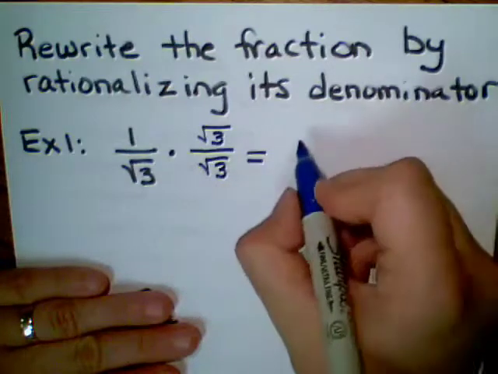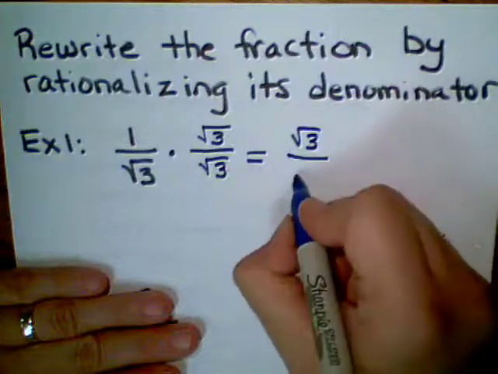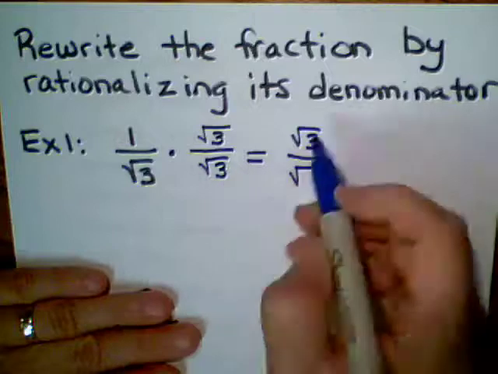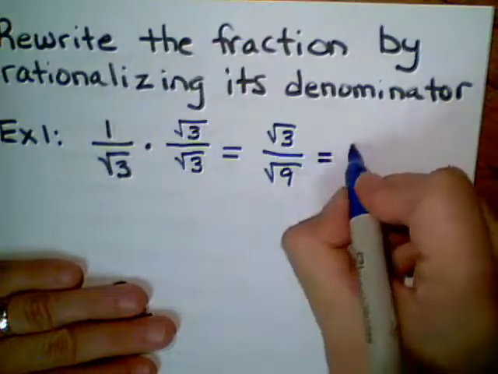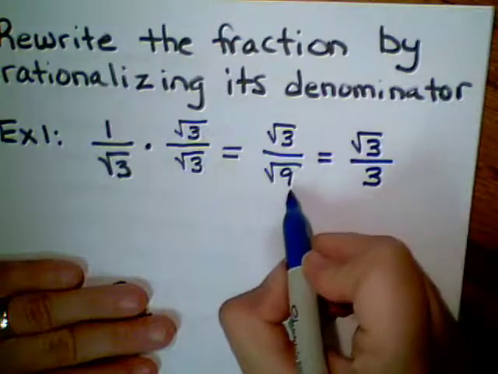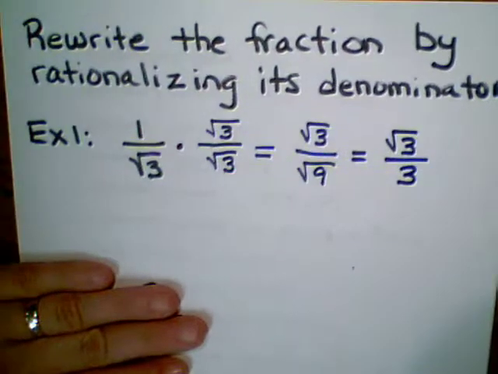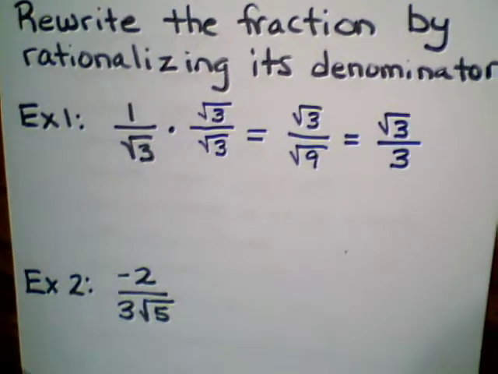Then we multiply across the top, 1 times square root of 3. We multiply across the bottom, square root of 3 times square root of 3. We multiply under the radical, so we need to think to ourselves square root of 9. We can simplify that square root because 9 is a perfect square, and our rationalized answer would be square root 3 over 3.